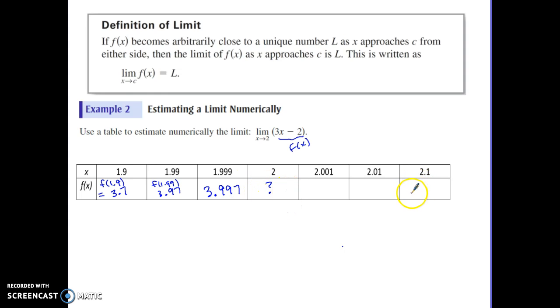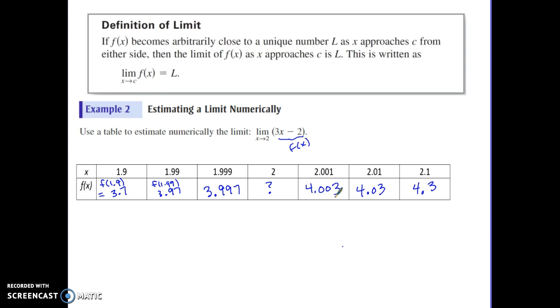I'm going to start with x values now that are bigger than 2, so 2.1. Plugging that in, I get 4.3. Plugging in 2.01, I get 4.03, and then plugging in 2.001, I'm getting 4.003.